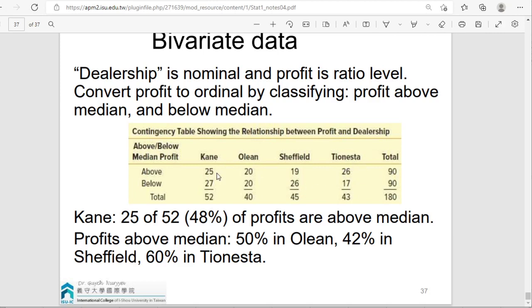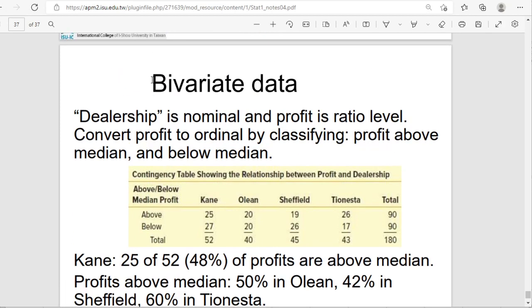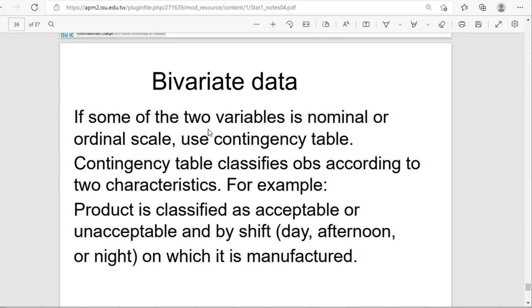Whereas Tionesta over here is a relatively highly ranked location because many agents there make above median profits rather than below median profits. Looking at Kane in this example, 25 out of the total of 52 agents make profits above the median. That's 48% of agents making profits above median. That's relatively good, not too bad. So this is one other way to illustrate what's happening with bivariate data when the data is of ordinal scale or ordinal level.